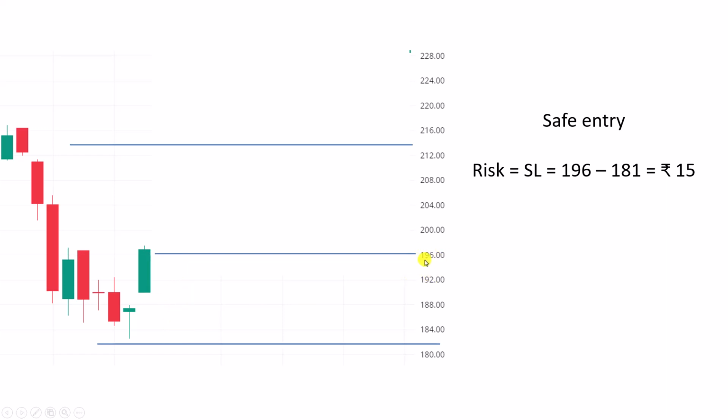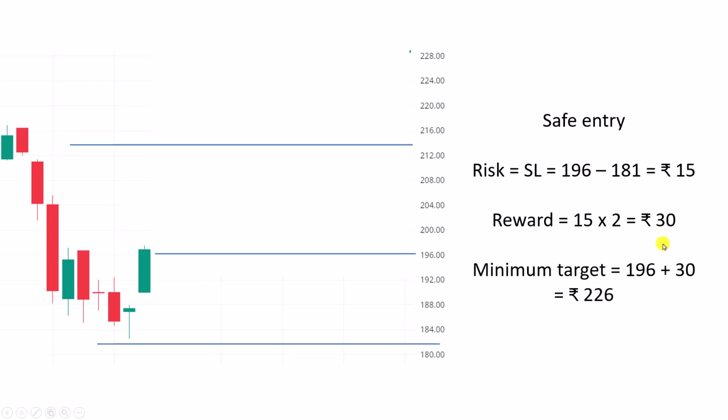So now it is 196 rupees minus 181 rupees. So 181 is 15 rupees. So the reward would be 15 into 2, which is 30 rupees. Okay, 30 rupees. So this must be the minimum reward, meaning our minimum target or the first target should be 196, which is this, plus 30, which is 226.